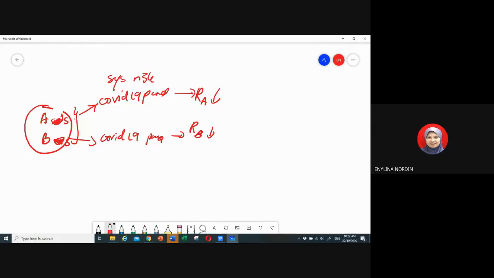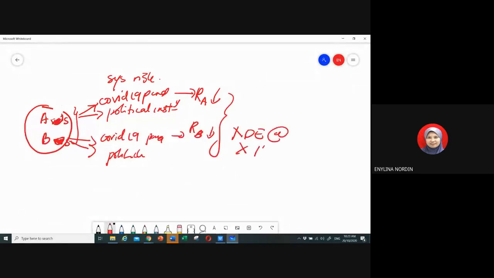So this is yang kita kata systematic risk. Selain daripada COVID-19 pandemic, mungkin negara kita sekarang pun ada yang tak stable. Political kan? Political instability. Politik kita tak stable, orang takut nak invest. Jadi dia affect the performance of the company. Jadi both company are facing the same risk. Jadi there is no diversification and there is no hedging. Masing-masing mengalami masalah yang sama.